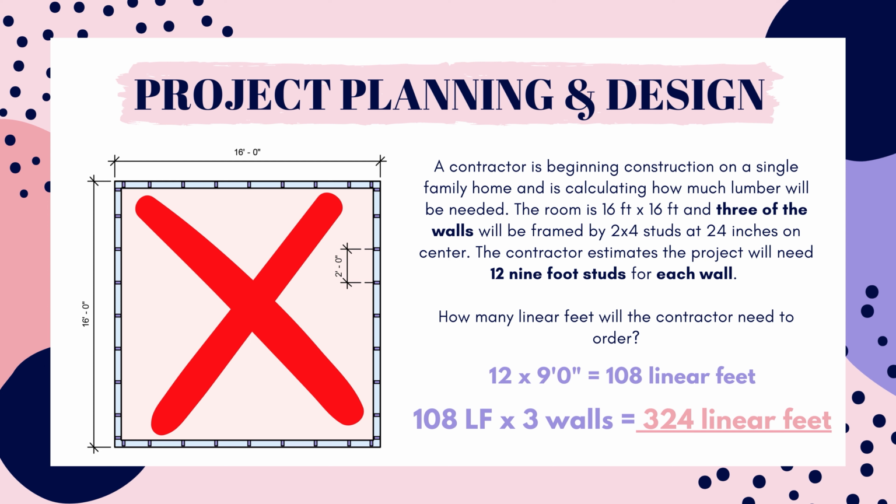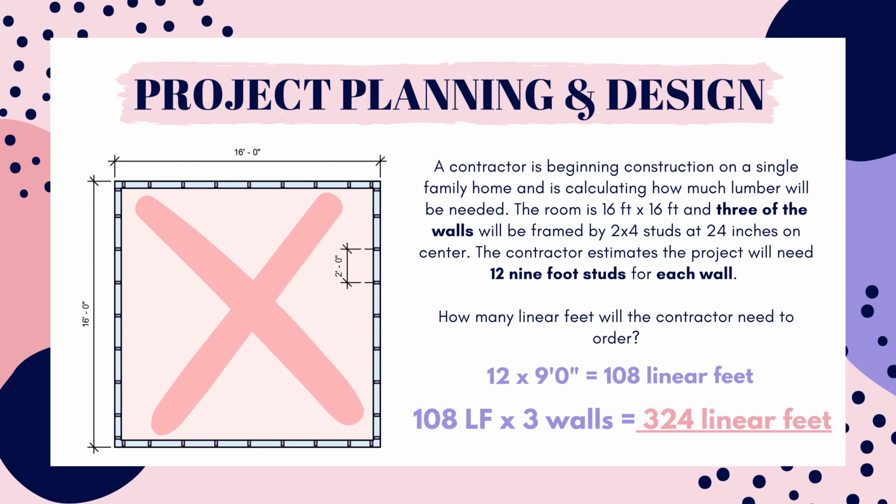12 studs times 9 feet gives us 108 linear feet. But we're not done yet. We still have to multiply the 108 linear feet by the number of walls being framed. And in this scenario, that's 3 walls, which gives us our answer of 324 linear feet.